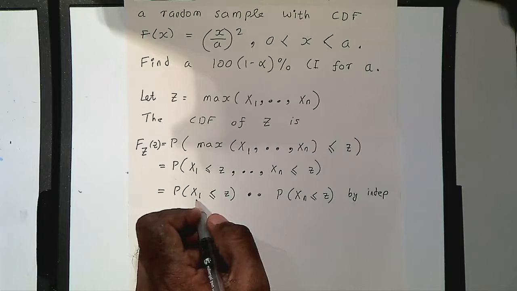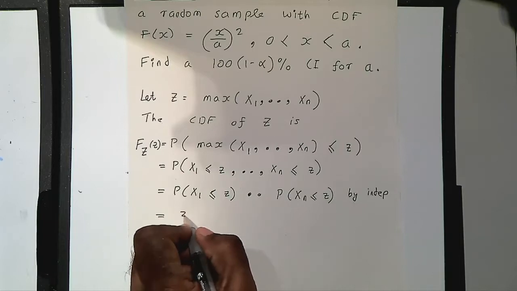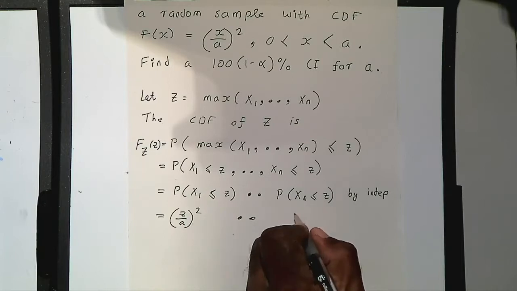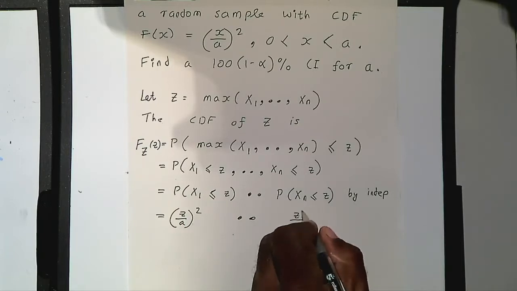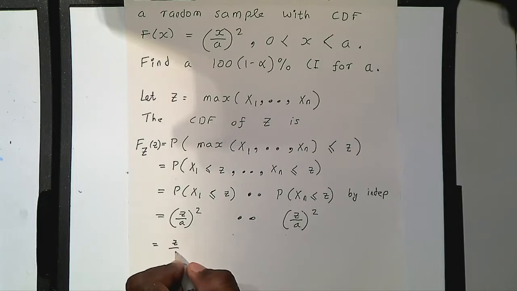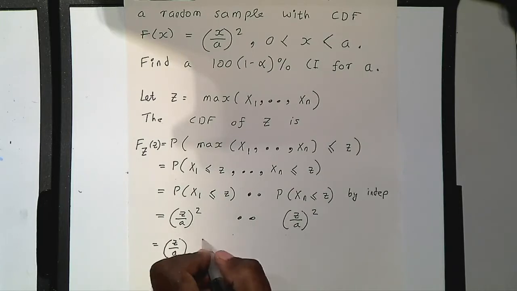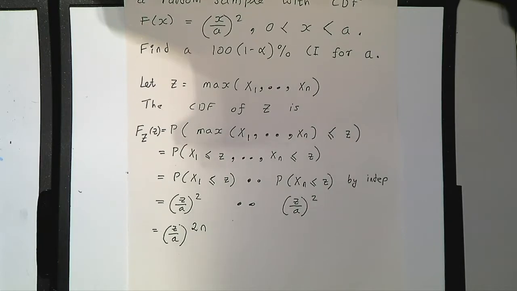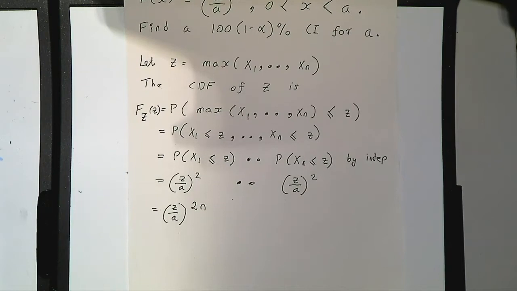And we are told the CDF for each of these. This is the CDF of x1, which is Z divided by a squared, so what you have is Z divided by a to the power 2n. Okay? All right, guys. So that's the CDF of Z, right?